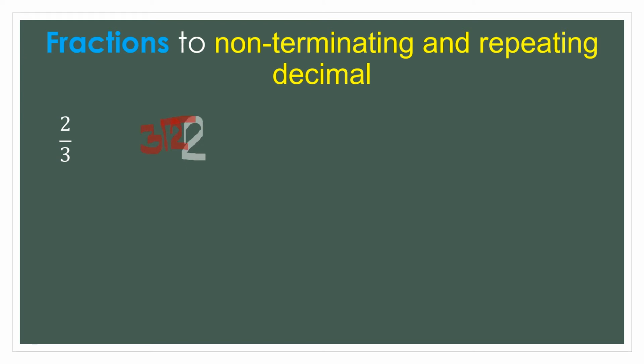2 divided by 3 is 0. 0 times 3 is 0. And then you subtract. 2 minus 0 is 2. We add a decimal point and a 0. We bring down the 0.